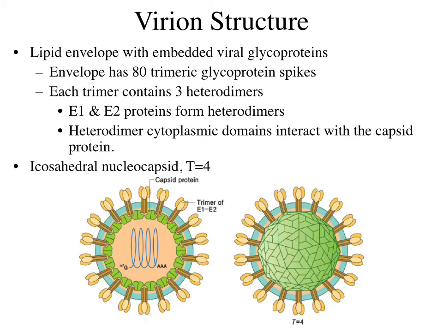So E1 and E2 proteins form these heterodimers. Those are the 2 proteins that form the dimers, and then 3 of the dimers will come together to form the trimeric glycoprotein spike. The nucleocapsid is icosahedral in symmetry with T equals 4.